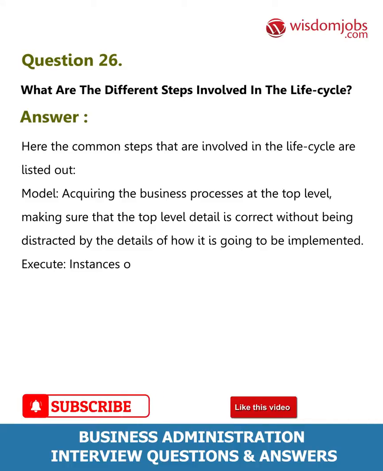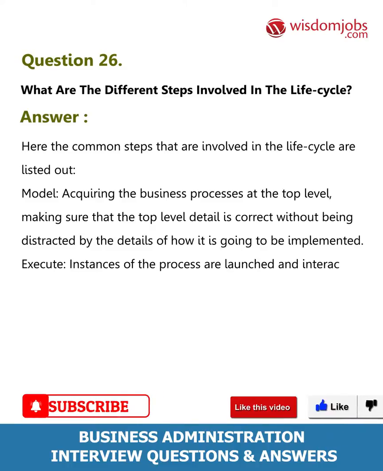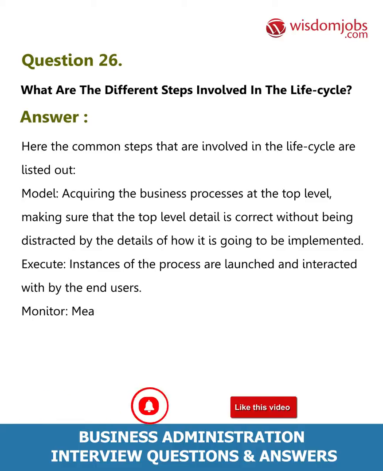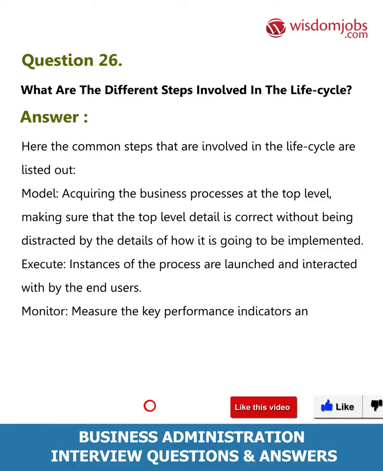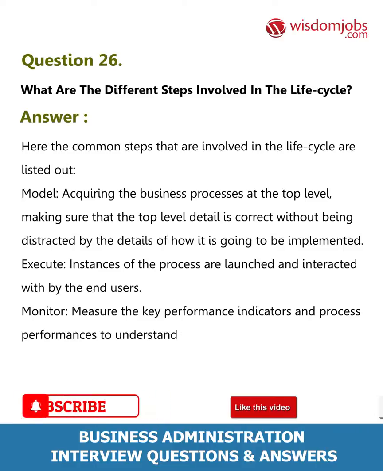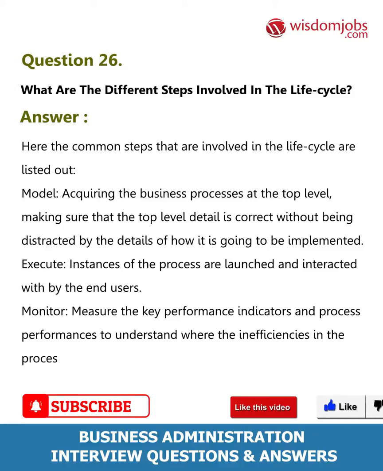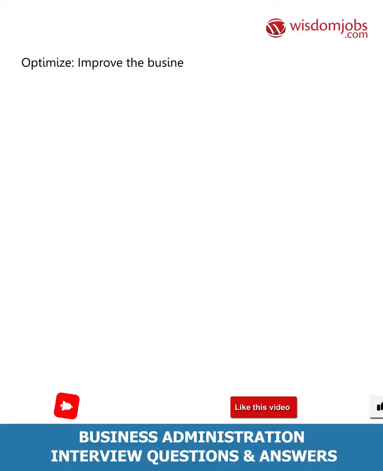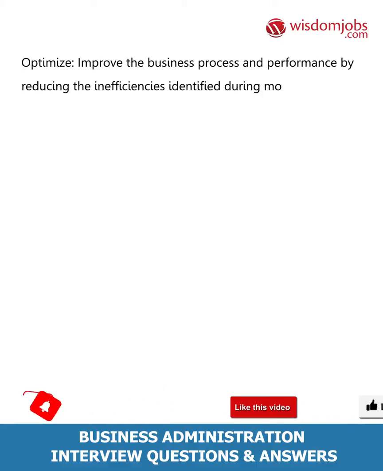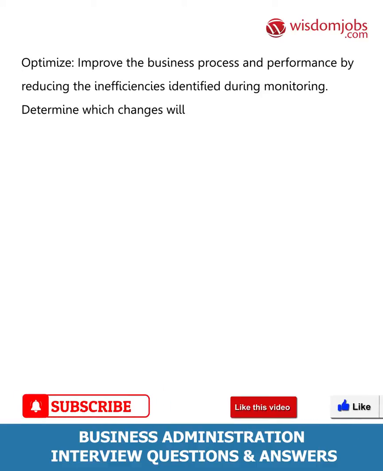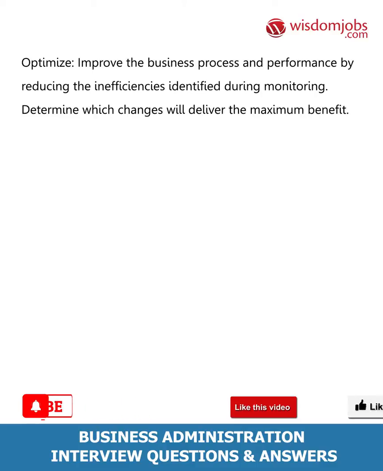Execute. Instances of the process are launched and interacted with by the end users. Monitor. Measure the key performance indicators and process performances to understand where the inefficiencies in the process are. Optimize. Improve the business process and performance by reducing the inefficiencies identified during monitoring. Determine which changes will deliver the maximum benefit.